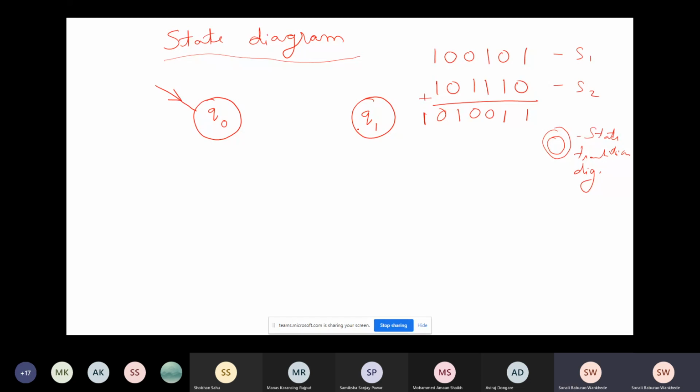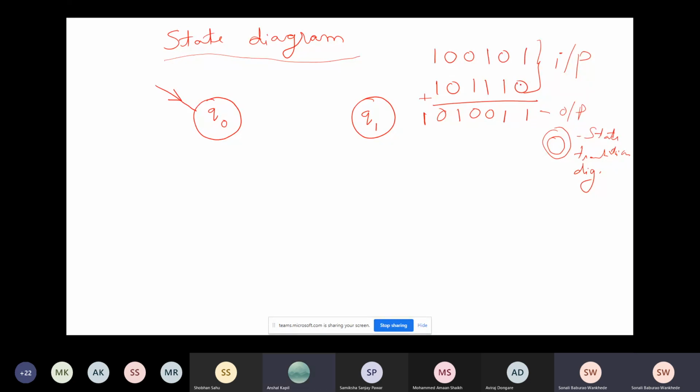Now have a look over here. How many inputs do we have here? What are my inputs here? Yes, guys, what are my inputs? Two inputs: 100101 and 101110. I have two inputs and I have one output. I have two inputs and I have one output.